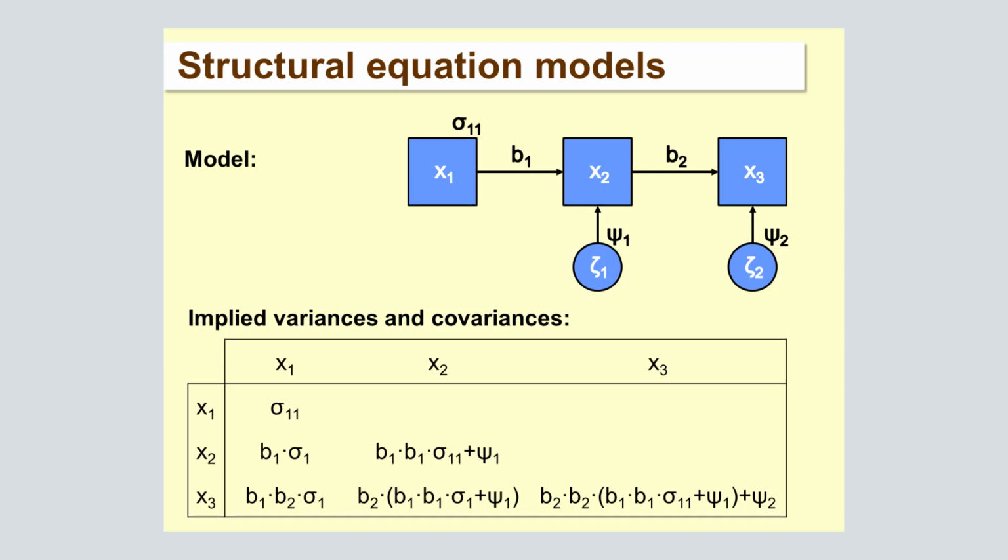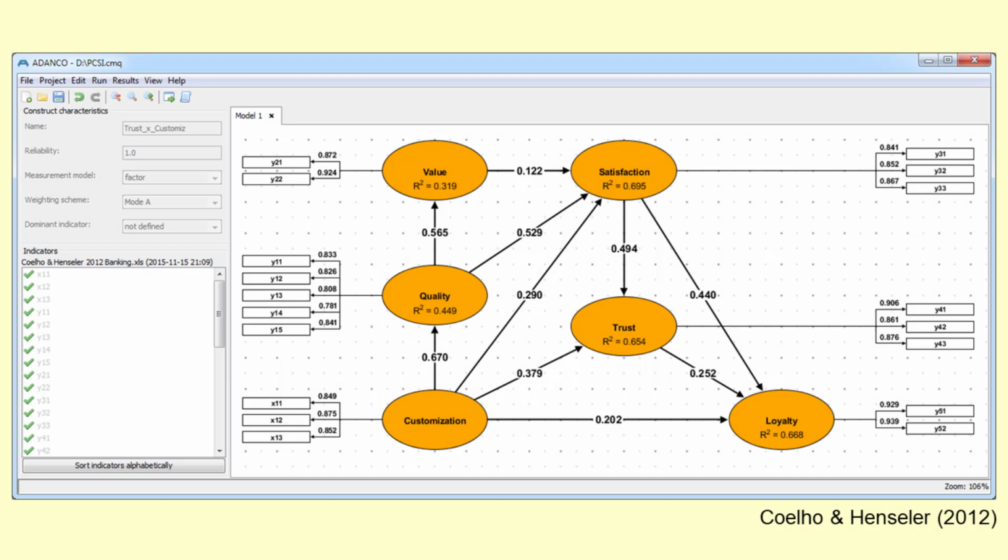Here we only make use of 5 parameters to explain the world. As you can see, there is a simplification. Instead of the original 6 values, the variances and covariances between the variables, we only need 5 parameters to express the relationships between the variables. Here we see an example of a structural equation model as specified in the composite structural equation modeling software Adanko.